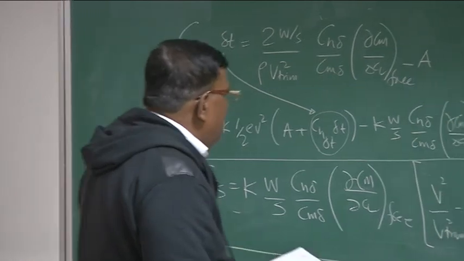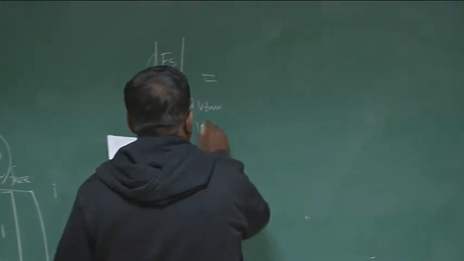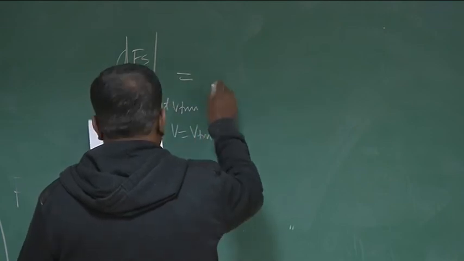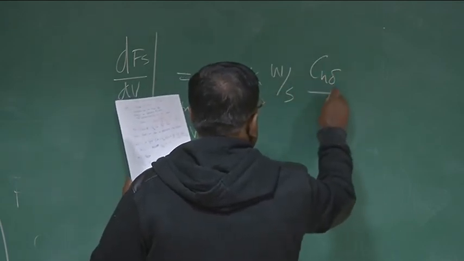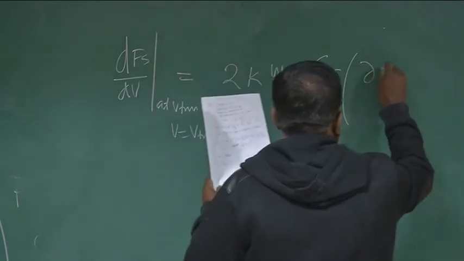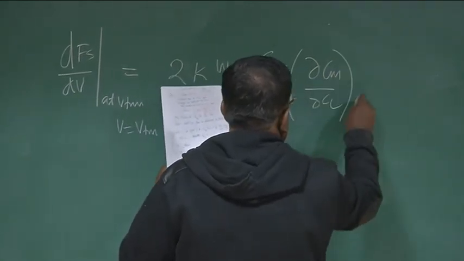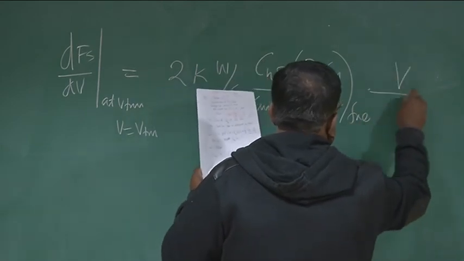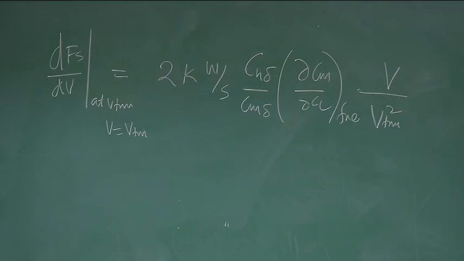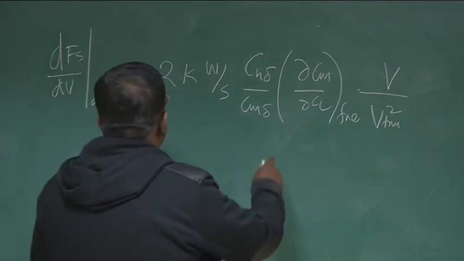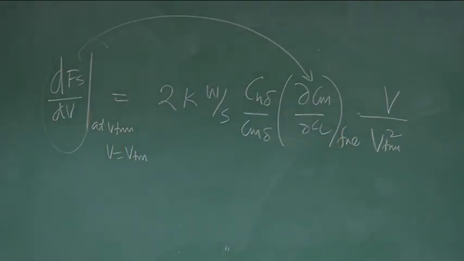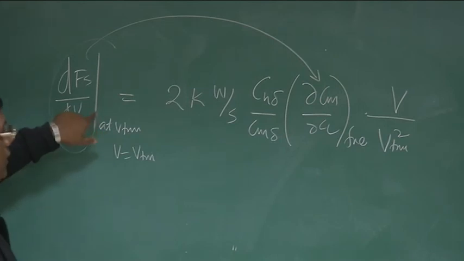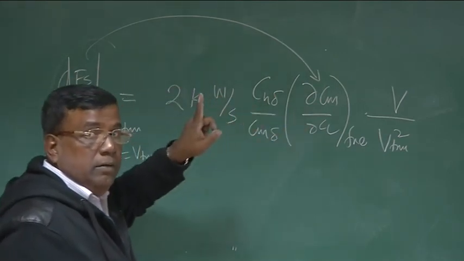Now, you see, if we differentiate, you will get dFs by dV at V trim. That is, I'll evaluate this at V equal to V trim. Then I'll get 2k W by S Ch delta by Cm delta into dCm by dCl free. Now have a closer look. Here, one thing I am seeing, dFs by dV, now you see dCm by dCl free is coming, right? And please understand, fundamentally, we are calculating dFs by dV at V trim, at equilibrium. So dCm by dCl immediately appeared here, which is correct, slope, right?